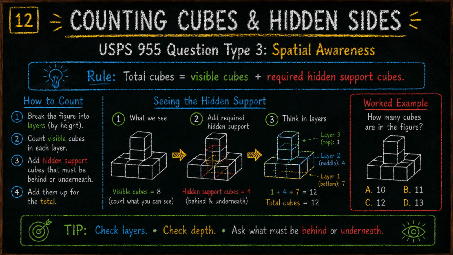The better method is careful layer logic. What must be there? What can be seen? What is hidden? What is required for support? For USPS 955 spatial awareness, this is a very useful skill. Think in layers, check depth, ask what must be behind or underneath. Then add the cubes carefully.